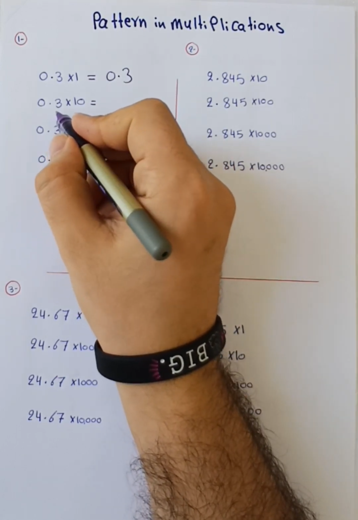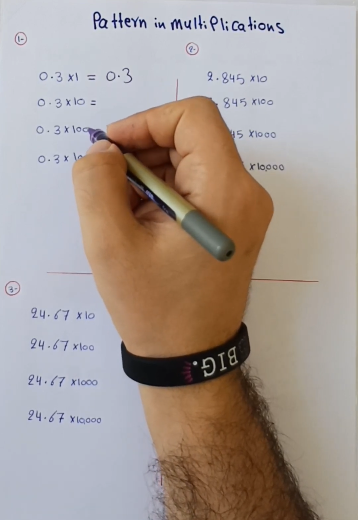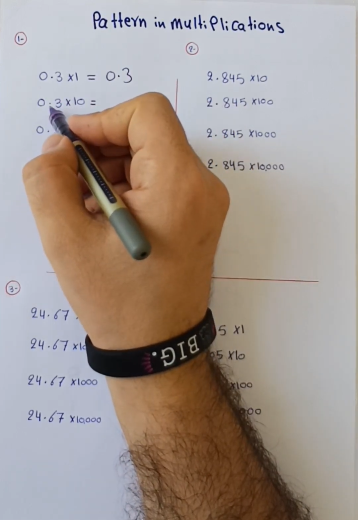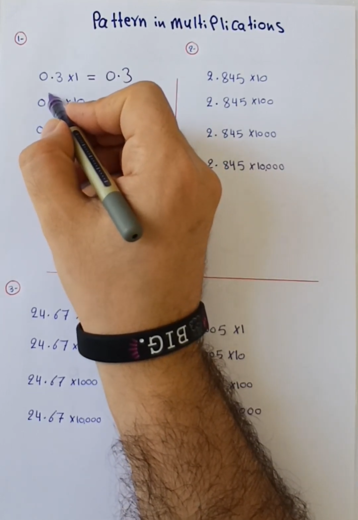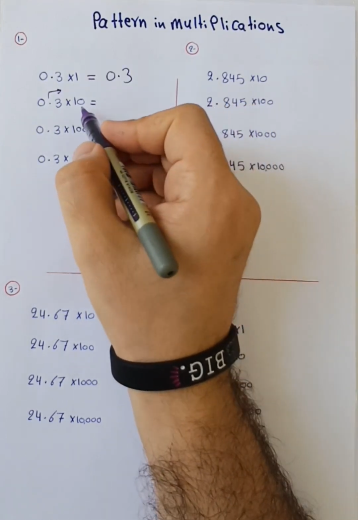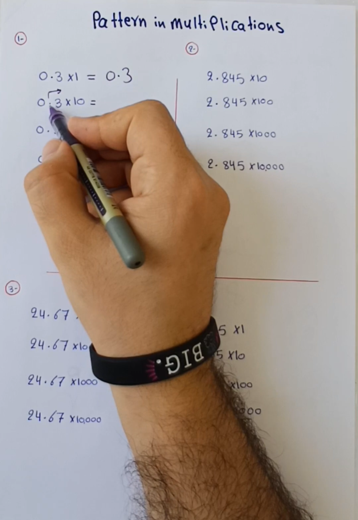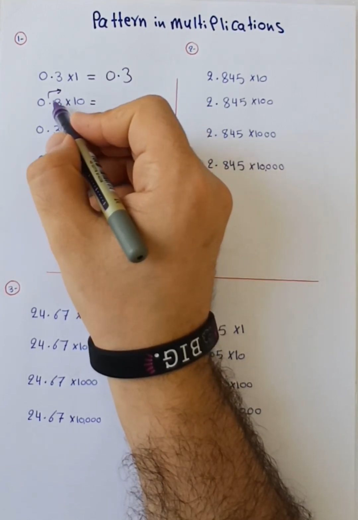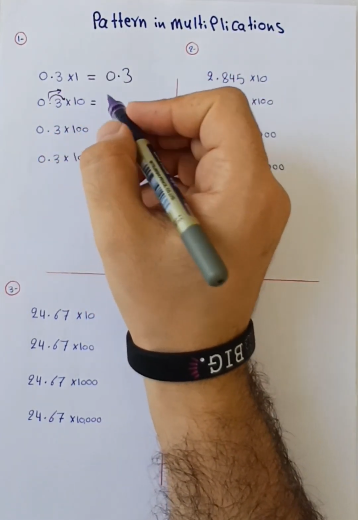When you multiply a decimal number by 10 or 100 or 1000, it is called power of 10. Only the decimal point moves. And then in multiplication, this decimal point moves to the right side. And then we have 10. In 10 we have 1 zero. It means this decimal point moves 1 step to the right side when we multiply by 10. So this decimal point moves 1 step to the right side.